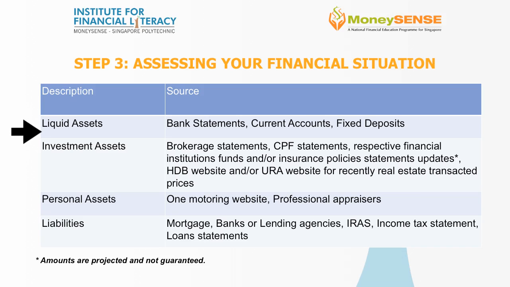Your investment assets. This includes your brokerage statements, CPF statement, insurance policy statements, and average HDB prices, which you can find out more from the HDB website or the URA website. Personal assets. For example, your car. You can get an approximate value of your car, refer to one motoring website, or engage a professional appraisal. For example, for the paintings that you acquire or for the antiques that you acquire.